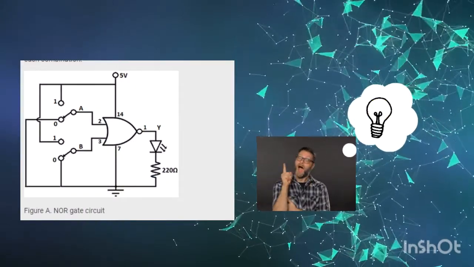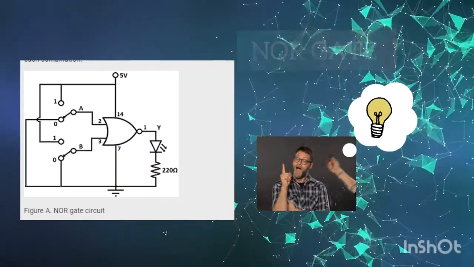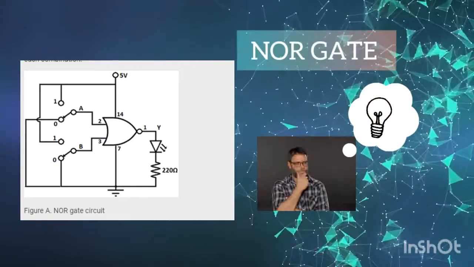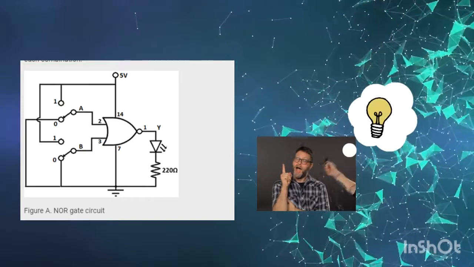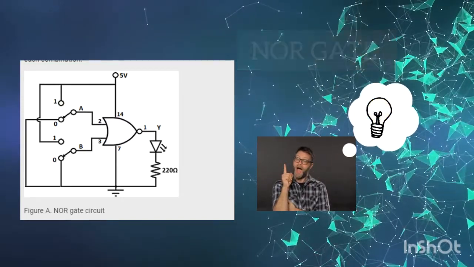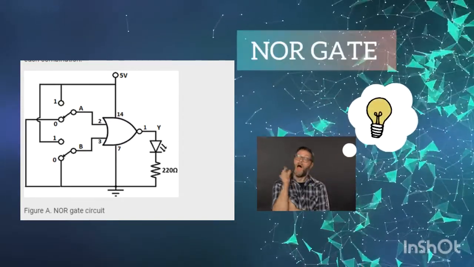Here we have in figure A a NOR gate circuit. We have two SPDT switches, pin number 2 and pin number 3 as our input, pin number 1 as our output, pin number 14 as our VCC, and pin number 7 as our ground.